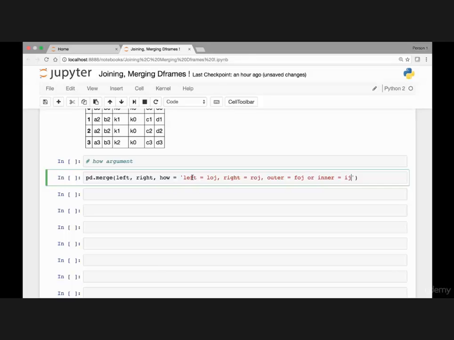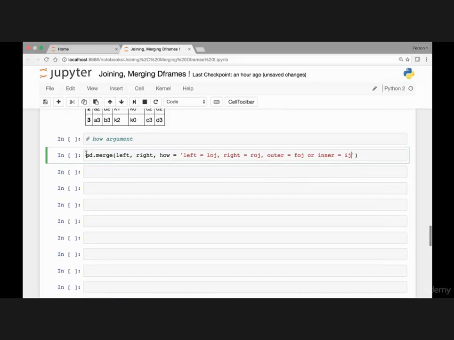Okay, so the left join uses keys from the left data frame only, whereas if we pass right for the how argument, it uses keys from the right data frame, and then outer uses the union of keys from both data frames, whereas the inner value uses the intersection of keys from both data frames. Okay, these are the four values for the how argument. Let's look at an example.